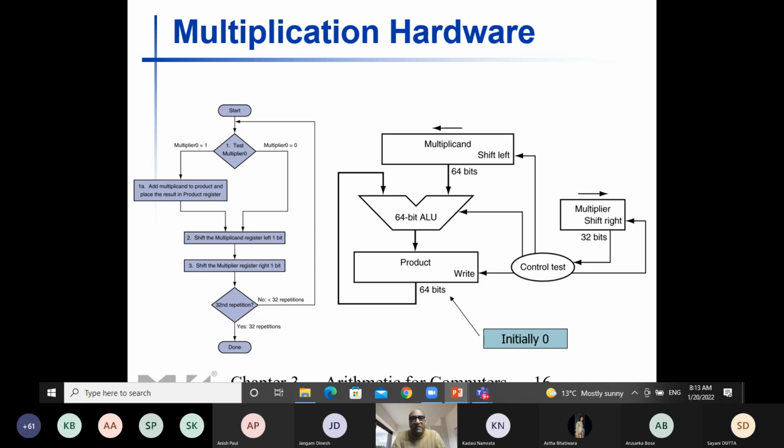And here each time the multiplicand will be shifted. Every time the multiplicand will be shifted. For every iteration the multiplicand will be shifted, and the multiplier bit is also shifted towards the right, so that you come to know what the multiplier bit will be. And based on the multiplier bit, we need to take the action. So that way you can see it here.